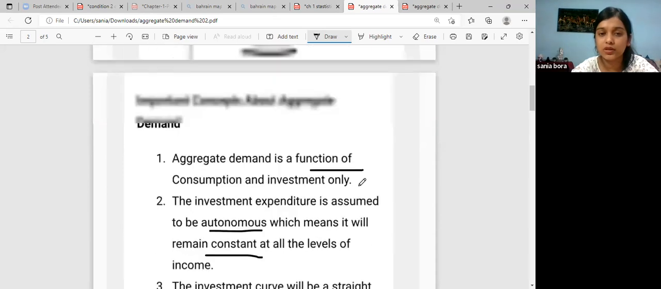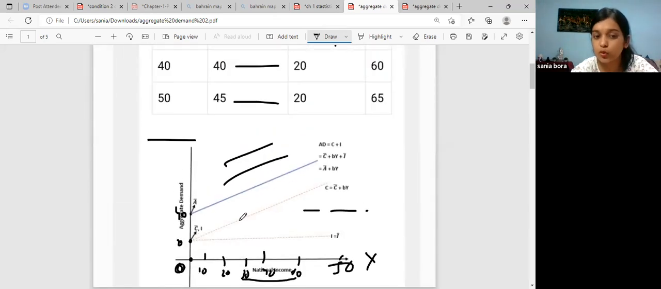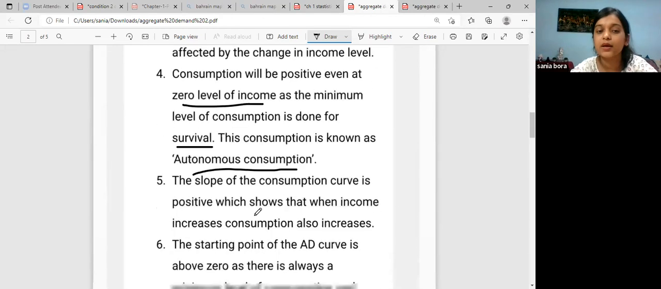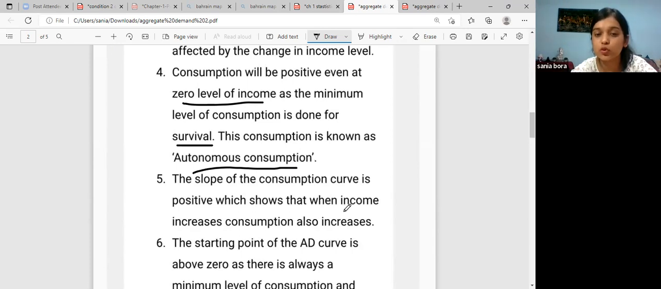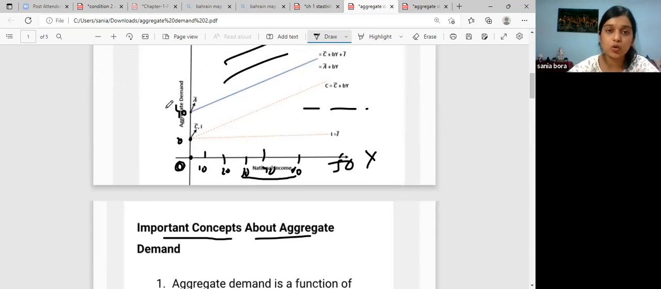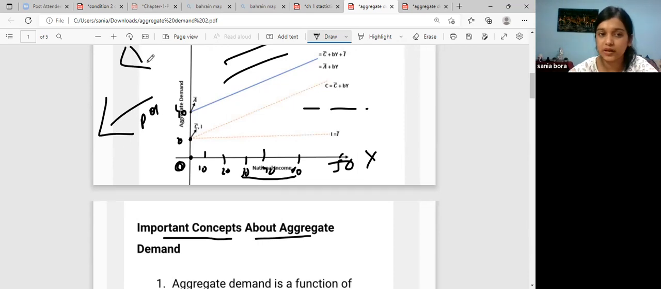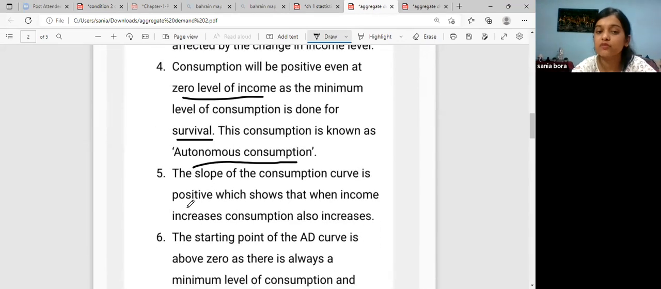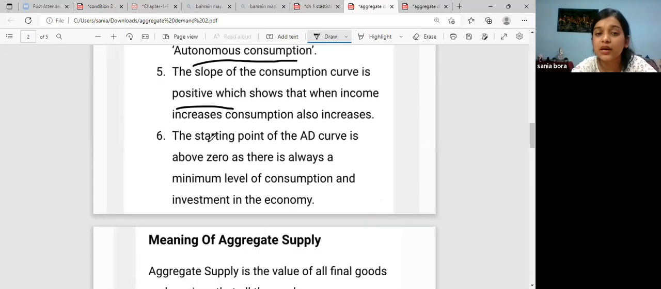This consumption is known as autonomous consumption, that is, it is not affected by income. Next, the slope of the consumption curve is positive, which shows that when income increases, consumption also increases. As I told you when we were doing demand, there is a positive one and a negative one. Then the starting point of the AD curve is above zero, as there is always a minimum level of consumption and investment in the economy.